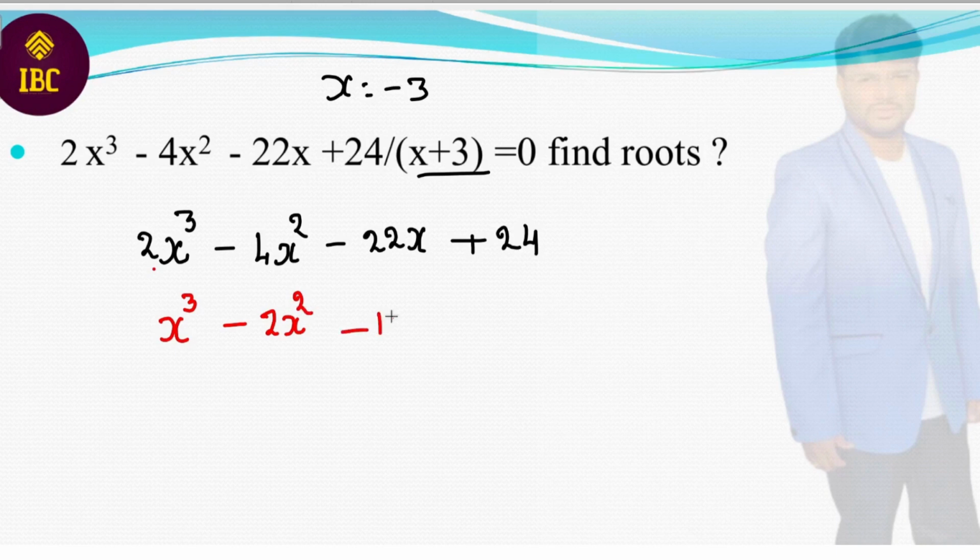Then minus 11x. Sorry, the question will be this: x cube minus 2x square minus 11x, and here plus 24. This is the equation I have. I hope it is clear, everyone. Let me know if it is clear. I hope till this point you are clear.